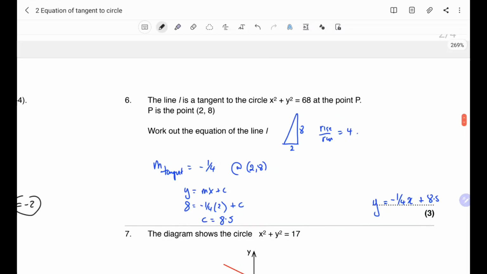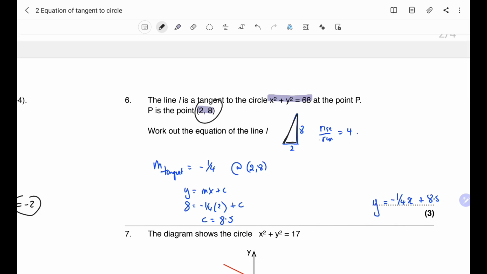Question 6, we have equation of a circle and we have a point. The tangent goes through the point or touches the point 2, 8. We're looking at the equation of that tangent. Now because 2, 8 is the coordinate on the circle, well, then we can draw just a wee sketch of a radius. And we can see that you go across 2 and up 8 because it's the point 2, 8.